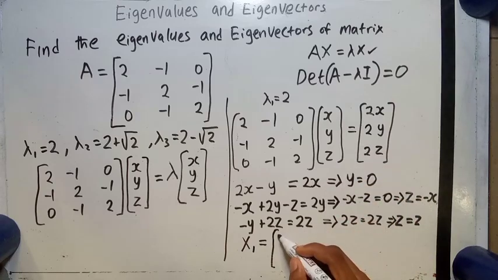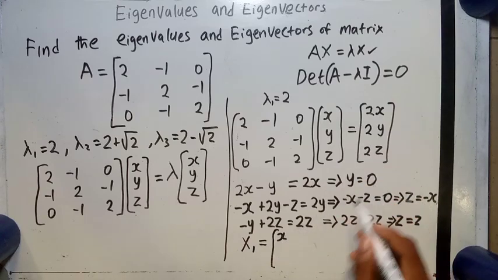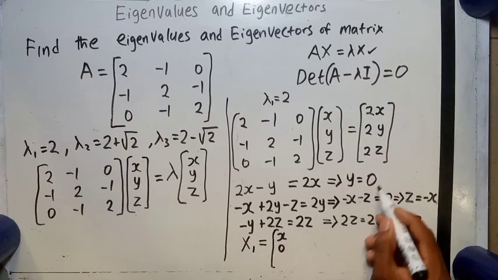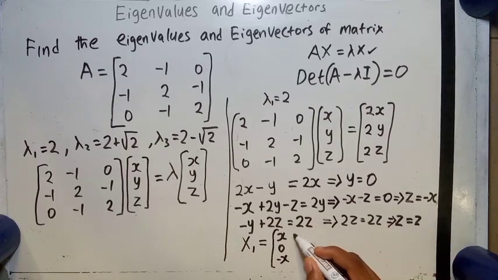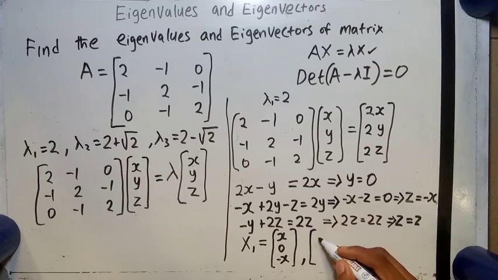So I want to express everything in terms of x. My x will still be my x. Our y is going to be 0 for what we got here. But our z is now going to be minus x. Multiplying by 1, we'll be having 1, 0, minus 1. Now it's left for us to normalize it.